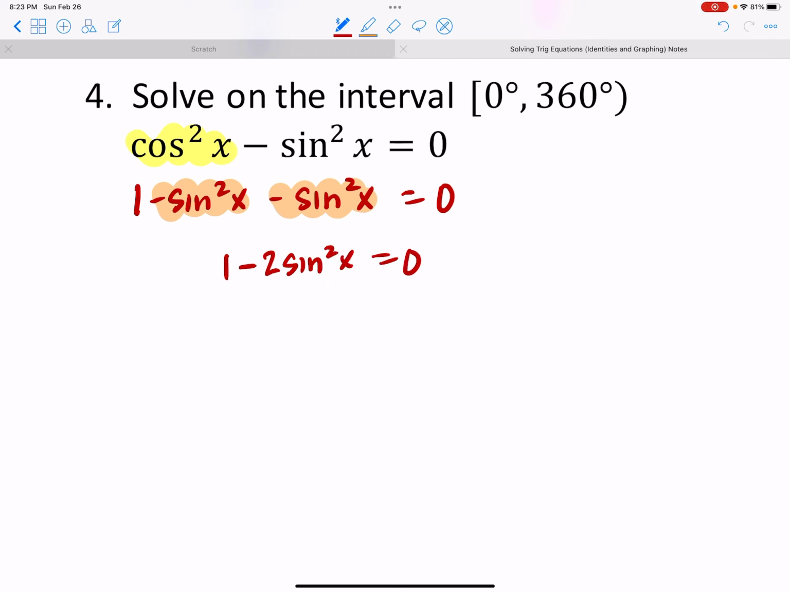And I can factor this, but I don't need to because now I only have one term in my equation with a trig function in it, so I can just get that sine by itself using inverse operations. So I'm going to subtract the 1 over. So negative 2 sine squared is equal to negative 1. I'm going to then divide the negative 2 over. So sine squared is going to be equal to negative 1 divided by negative 2 makes a positive 1/2.